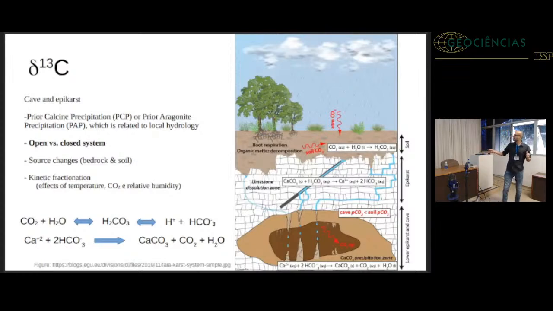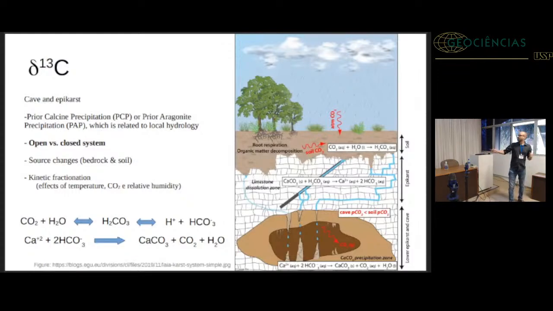But most of the time, the carbon from your limestone is much more positive than the carbon you have in the soil. You have much more carbon-13 here than here. These are inorganic carbon here. So if you change from an open system to a closed system, you are changing the isotopic composition of the carbon in your stalagmite.